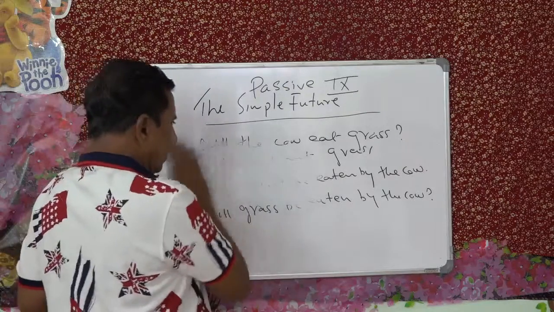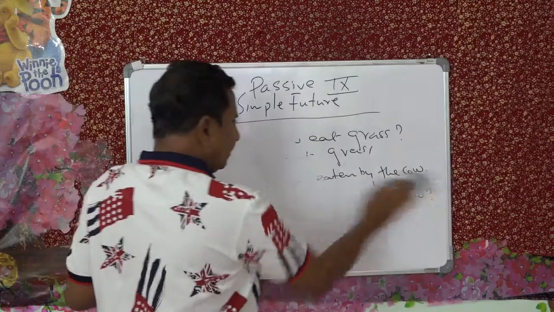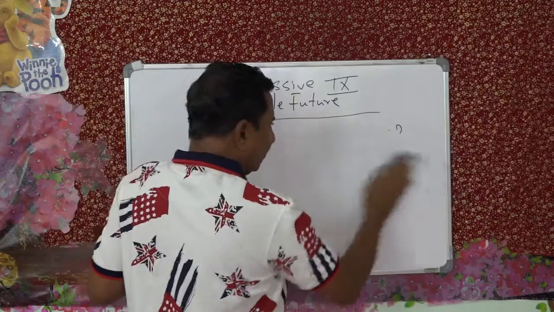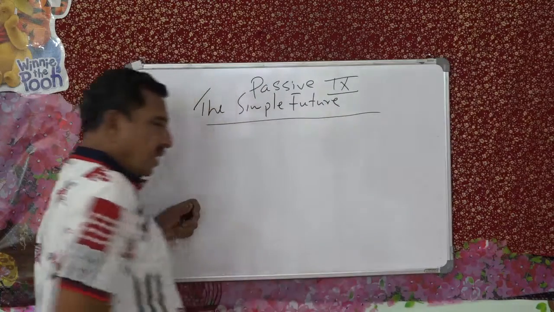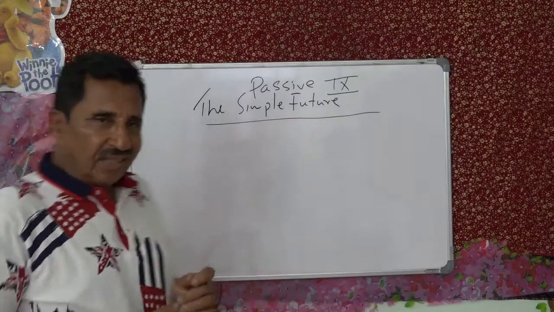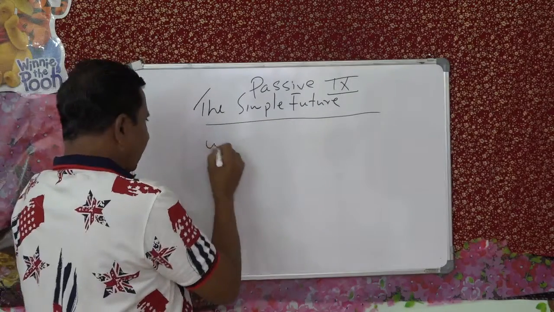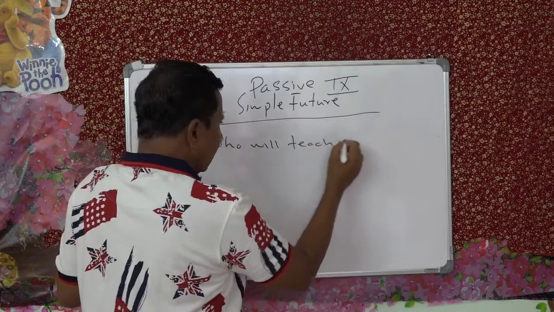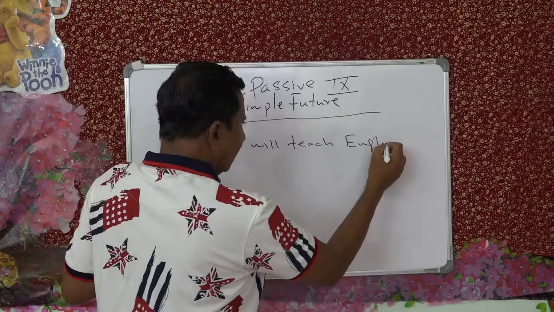Very good. And then let's see the WH question. What do you want as the WH question? What, when, where, who? Which one do you want? Alright, let's have who, because that is the subject. Who will teach English?